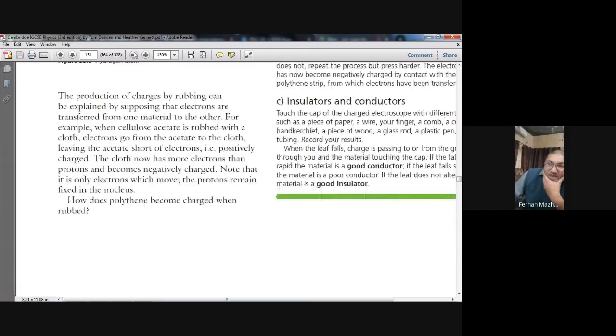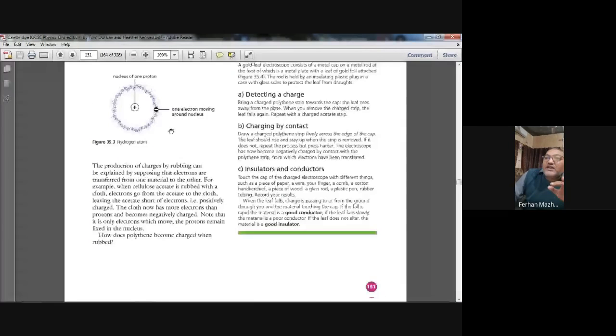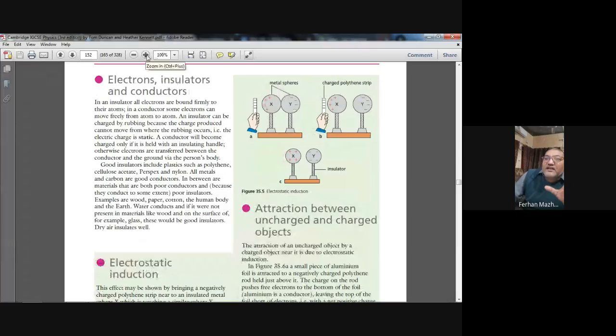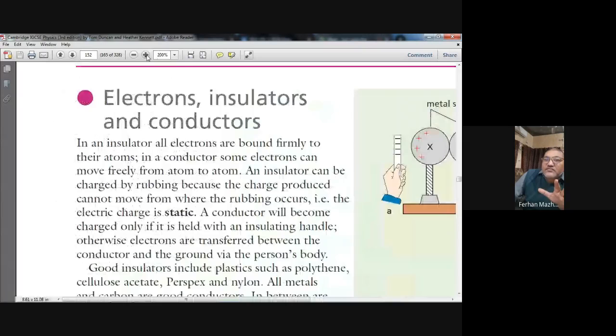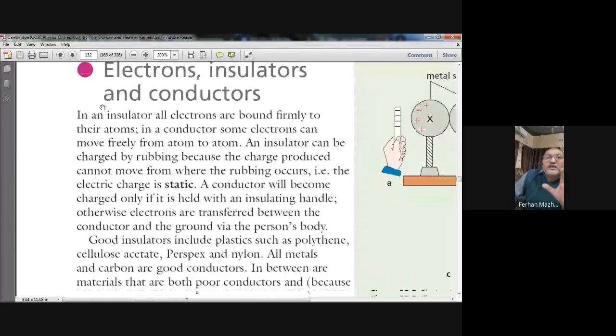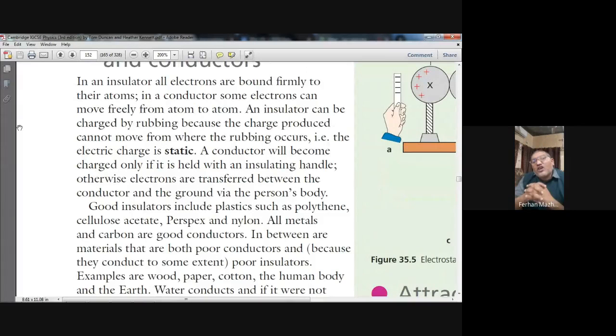Another very important thing is the difference between electron insulators and conductors. You see, insulators are those materials in which the electrons are very, very tightly held with their nucleus. Insulators are those materials in which the electrons are not free to move around. The electrons are there in the insulator atoms, but those electrons are very tightly held by their nucleus. They cannot go away.